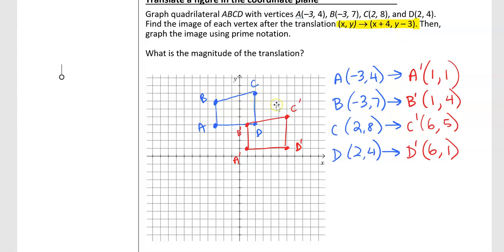So if we take C to C prime, see how I went 1, 2, 3, 4 units to the right. The y value says go subtract 3. So subtracting 3 would be moving down, so it's down by 3.